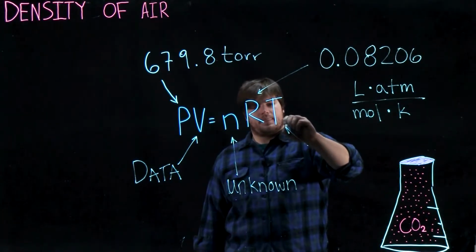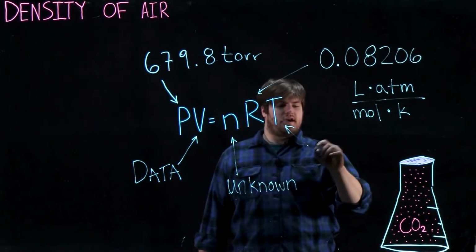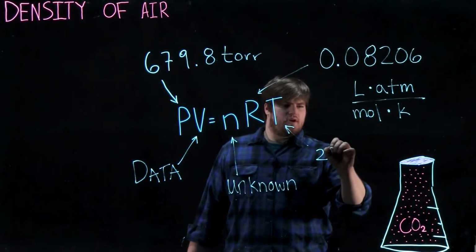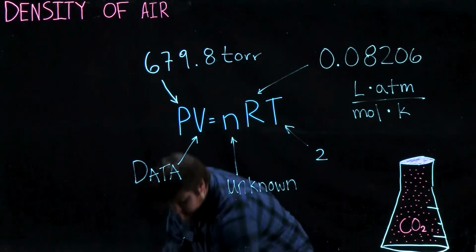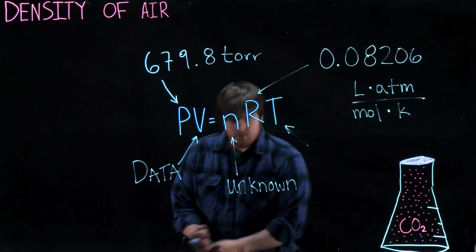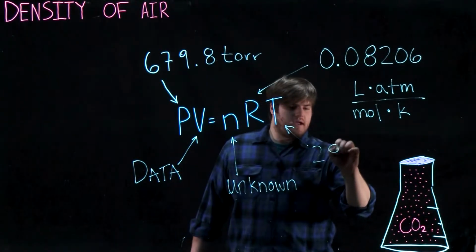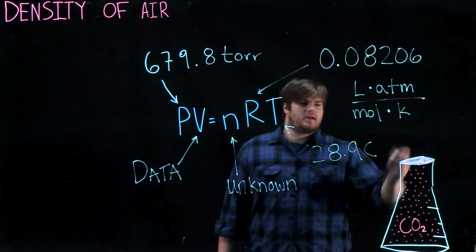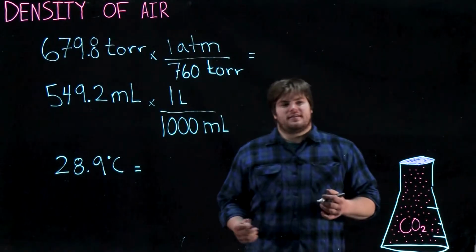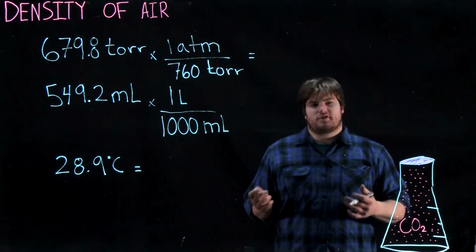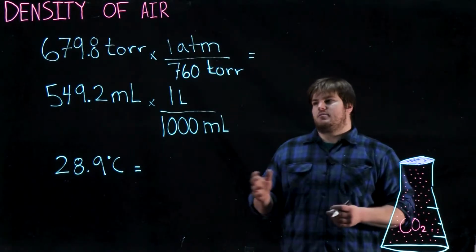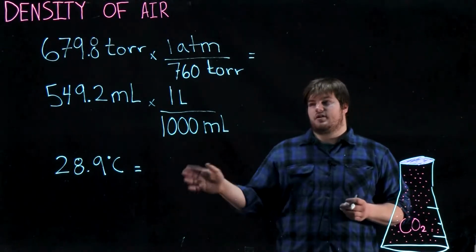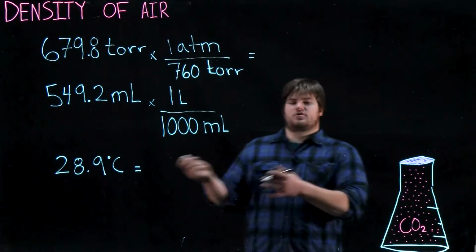And then temperature should have been measured in lab. This is also from your data, but we'll say it's 28.9 Celsius, but remember you have to convert that to Kelvin for the ideal gas law to work. Before we can plug these numbers into the ideal gas law equation, we first have to convert them into the appropriate units. Now remember, these are just example numbers that we're using. These are not going to be the numbers you can use directly in your lab. These are just the ones for the example.